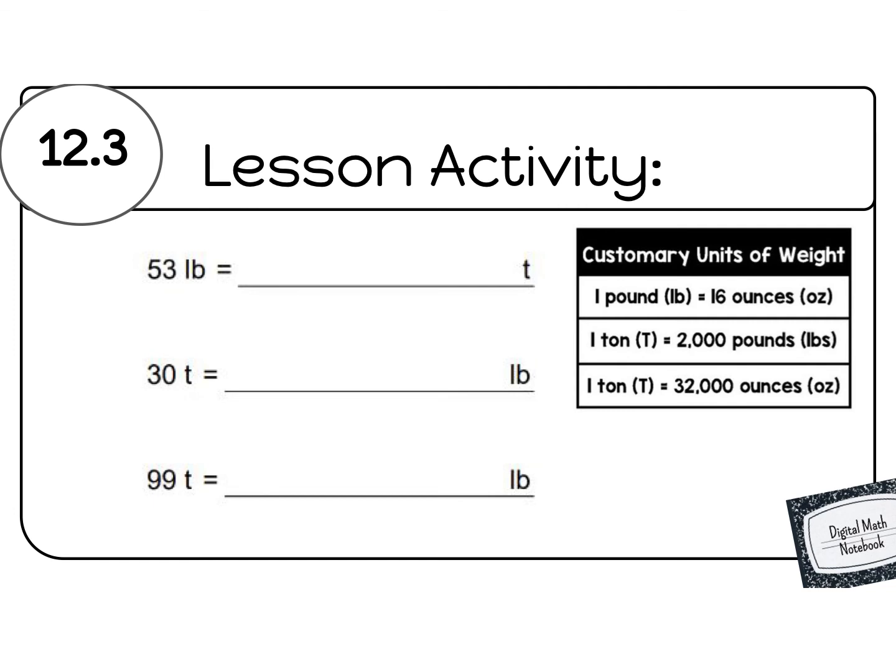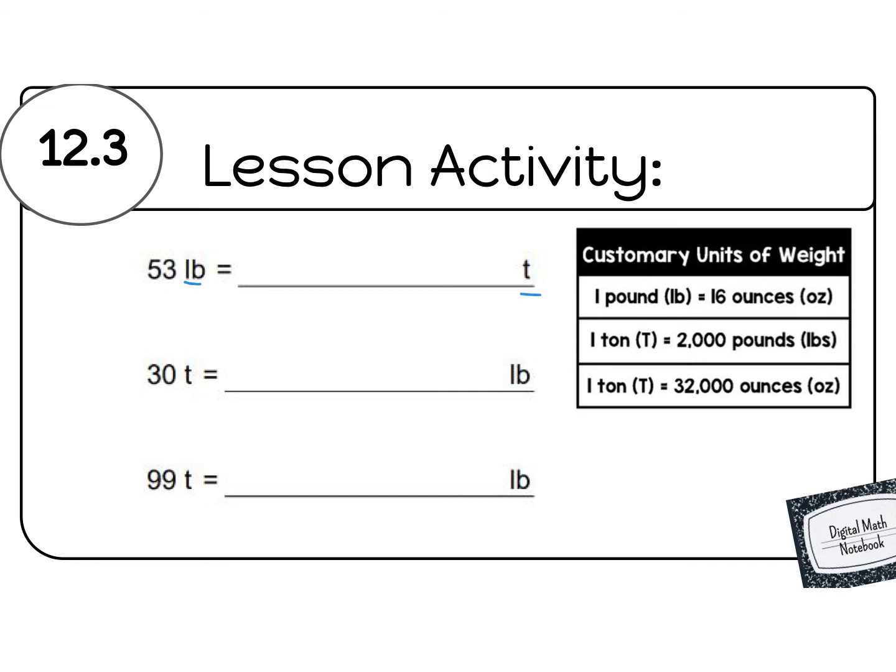All right, fifth graders, time for the lesson activity. In our lesson activity, we are converting, so we need to decide if we're going to multiply or divide. So we are going from pounds to tons. Pounds are smaller than tons, so we are going from fly to horse, so we divide, of course.